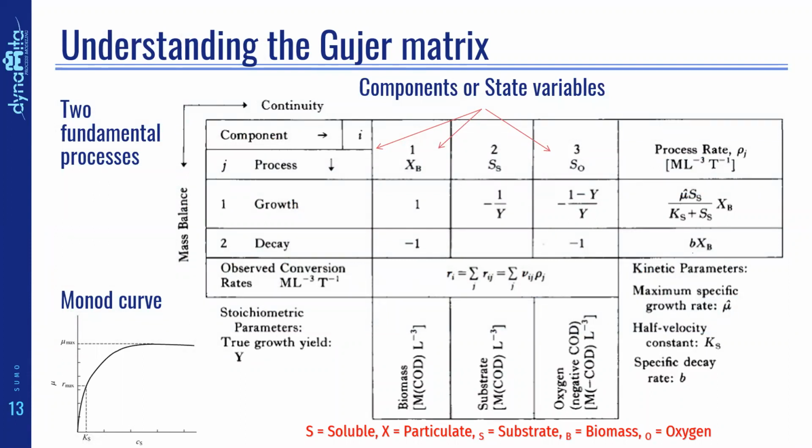Before we can do a biokinetic based example, it's important to understand the Gujer matrix, in which commonly the models are written. So there are two important things you need to know about this table. In the rows, you get to define the rates, the stoichiometry, and in the columns, you define which state variables you are looking at and their elemental composition. So you can see in this example, you have three state variables: XB, which is a particulate biomass; SS, which is soluble substrate; and SO, which is oxygen.